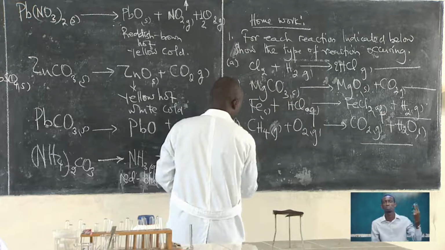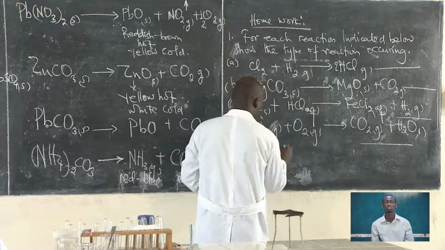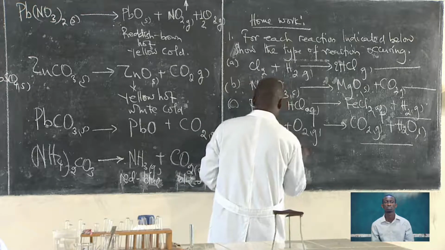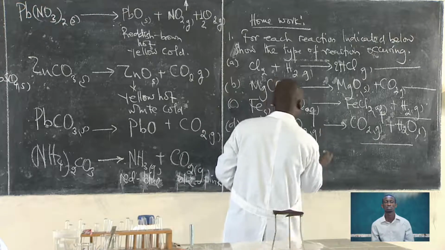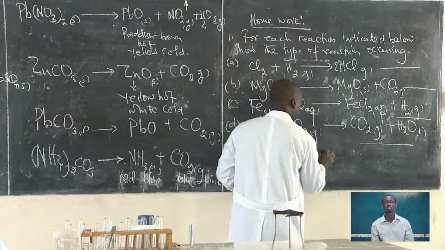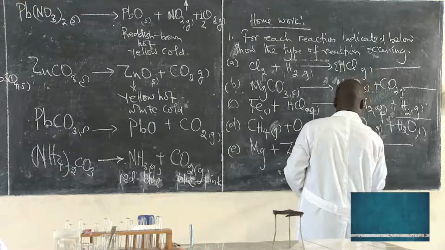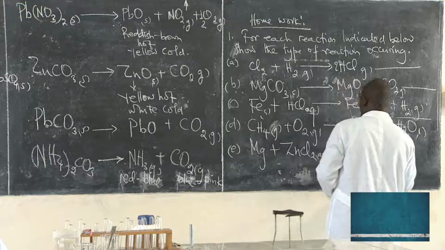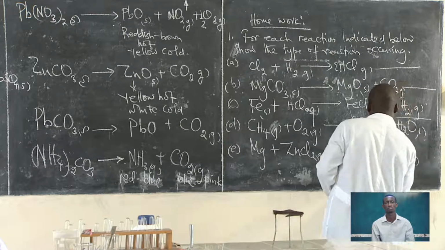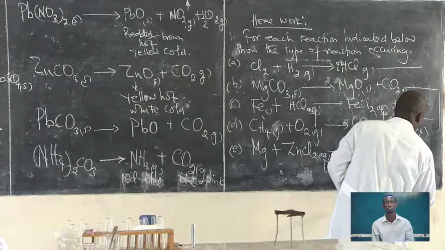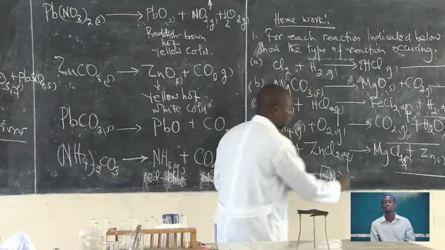And A, you have magnesium plus zinc chloride. This will give magnesium chloride plus zinc. So indicate the type of reaction, and that is the end of the homework.